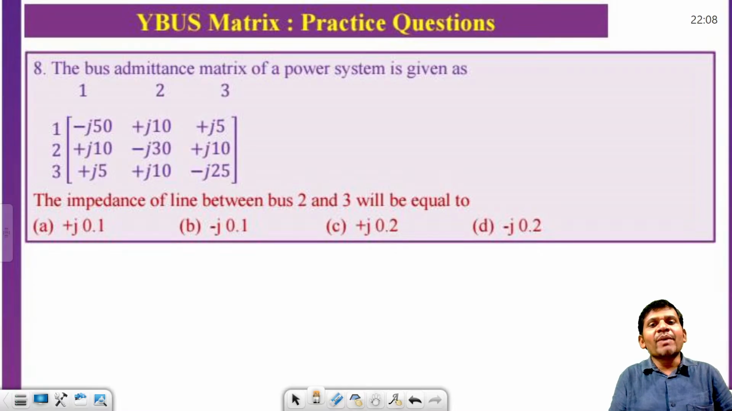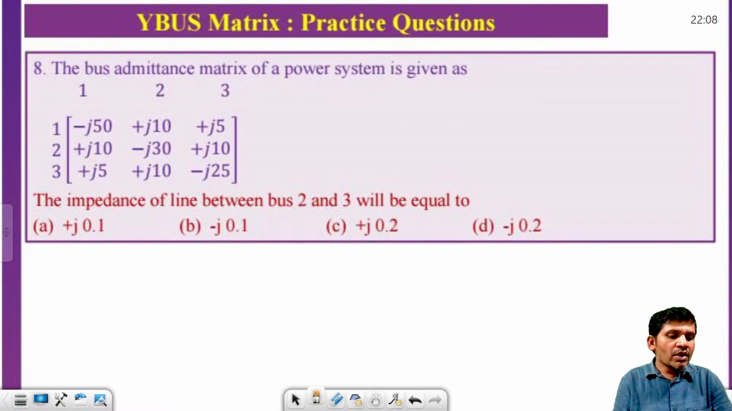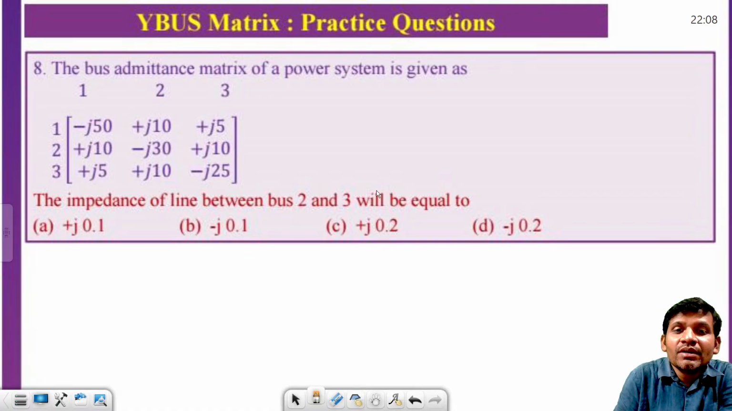The bus admittance matrix of a power system is given. The impedance of the line between 2 and 3 will be equal to. Can anybody answer? Simple question. You have to find the impedance between line 2 and 3.